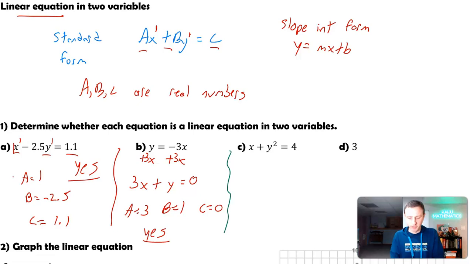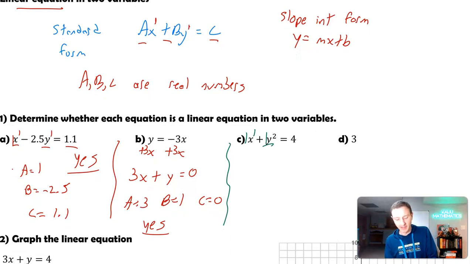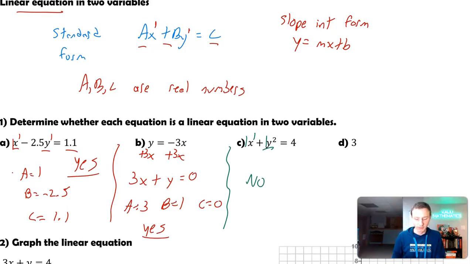Letter C, x plus y squared equals 4. So we do have an a value of 1, x to the first, that's fine. But then we get to the y value, and that b value would be 1. But look at my y value, y squared. So the exponent would be squared. That is not going to be a straight line. It is not an equation that we could write into standard form because it's not y to the first. So that would be a no for that one.